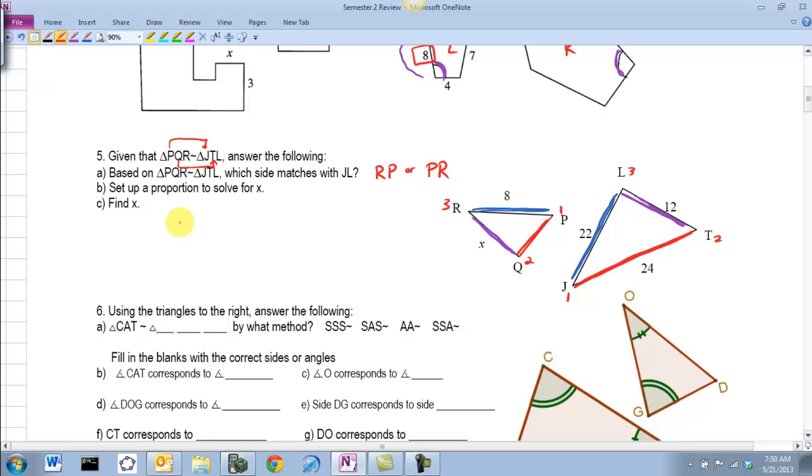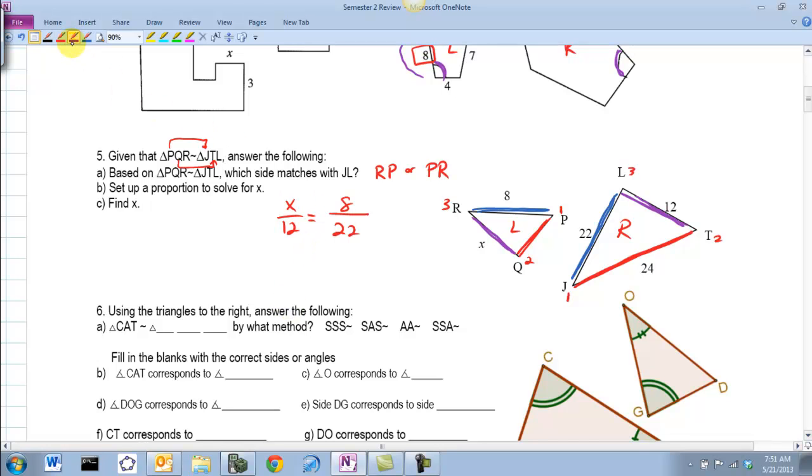Letter B says, set up a proportion to solve for x. Well, I know which things match up. I'm going to go from the left triangle to the right triangle. So I'm trying to solve for x, so I'll put x, which is purple, compares to the 12. And the only other pair of numbers that I really have on the left triangle is the blue one, the 8, and that matches up with the 22.